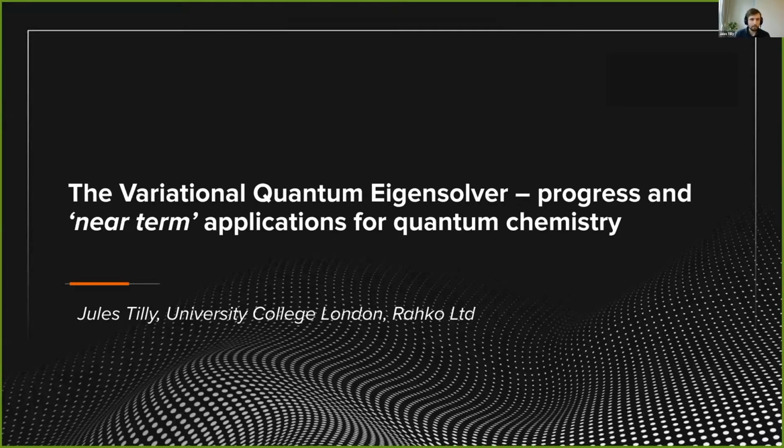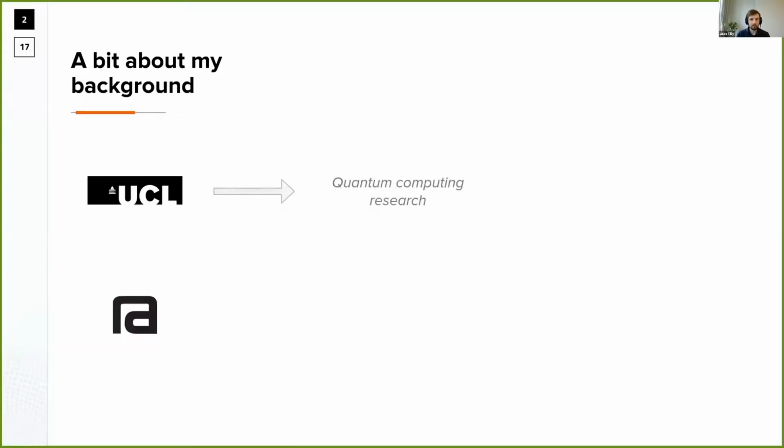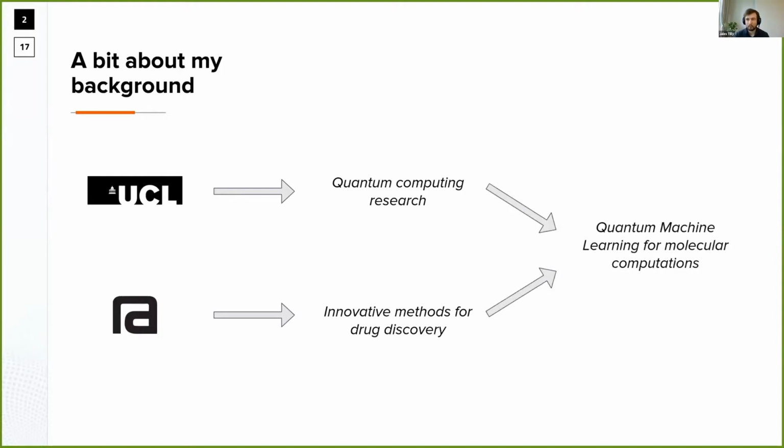So just a bit more about my background. As Samantha said, I do quantum computing research at UCL, and I also work for a company called Rahko, which is focused on developing innovative methods for drug discovery. So obviously together, my work is very much focused on looking at quantum machine learning methods for molecular computation, and more specifically, these methods that look at applying these concepts to quantum computing. We also do a lot of research very similar to the type of work that Anatoly will be presenting in the next presentation, but obviously this is not the focus of my talk today.